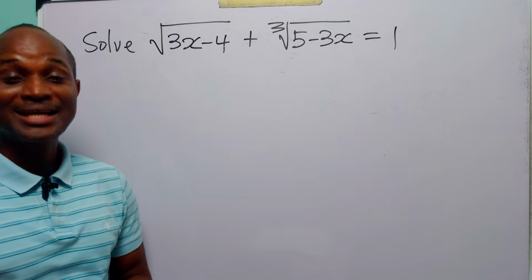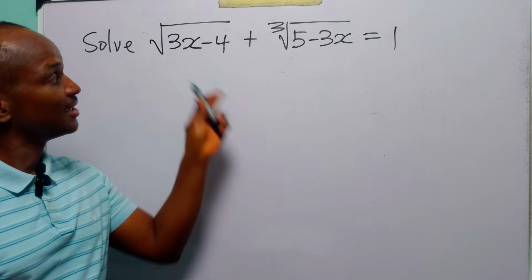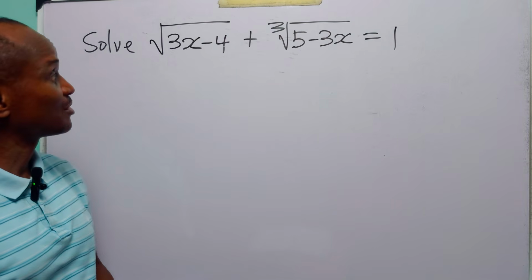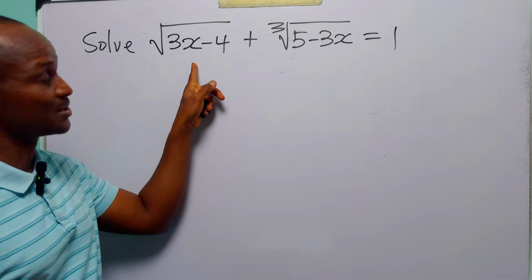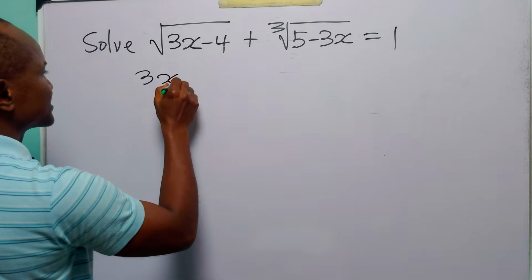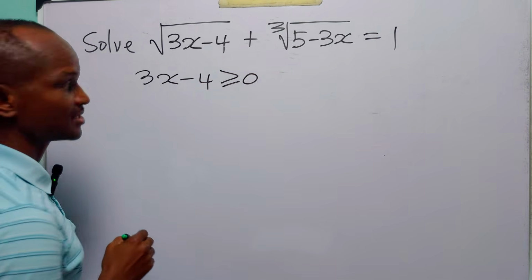Hello and welcome. In this math tutorial, our task is to find the real values of x that satisfy this equation. Now, to solve this problem, we must remember that for this equation to be defined, this square root must be non-negative. So we have that 3x minus 4 must be greater than or equal to 0.